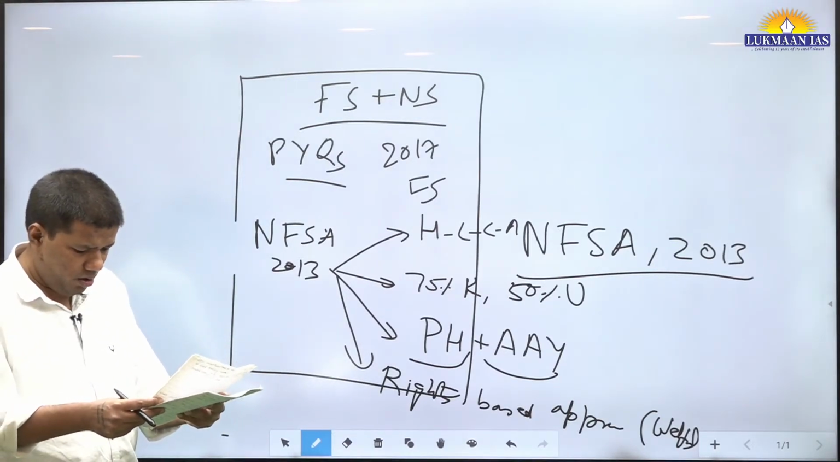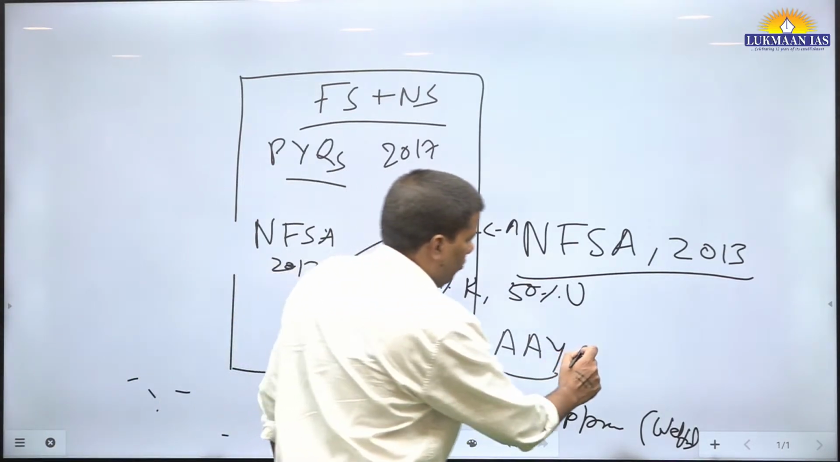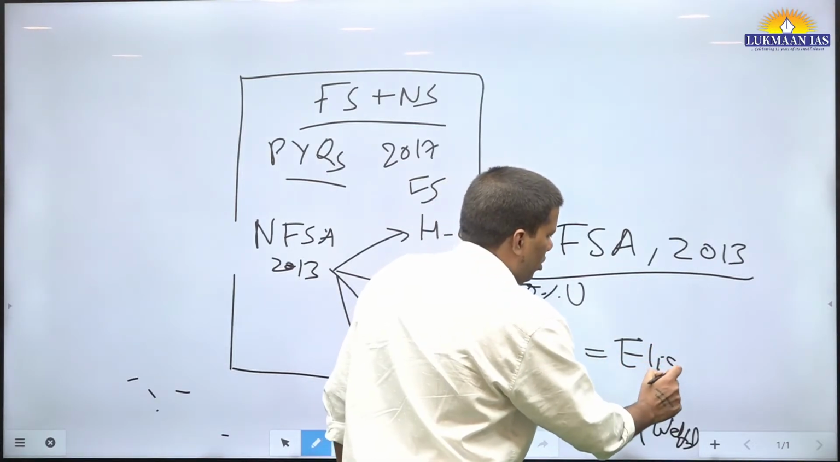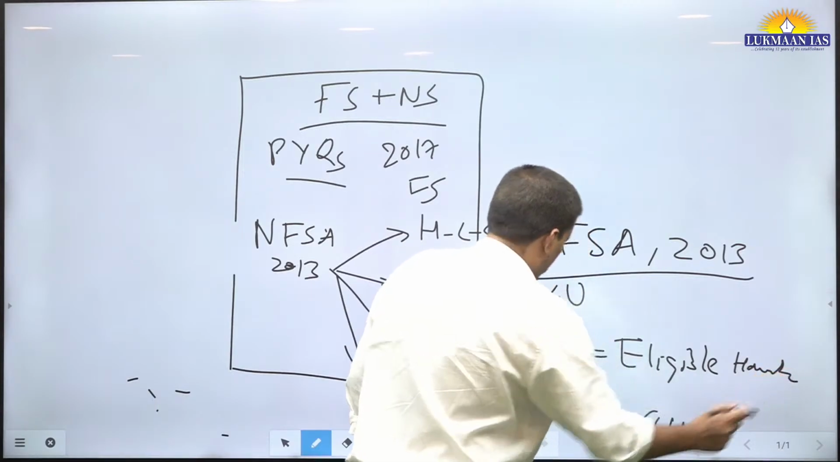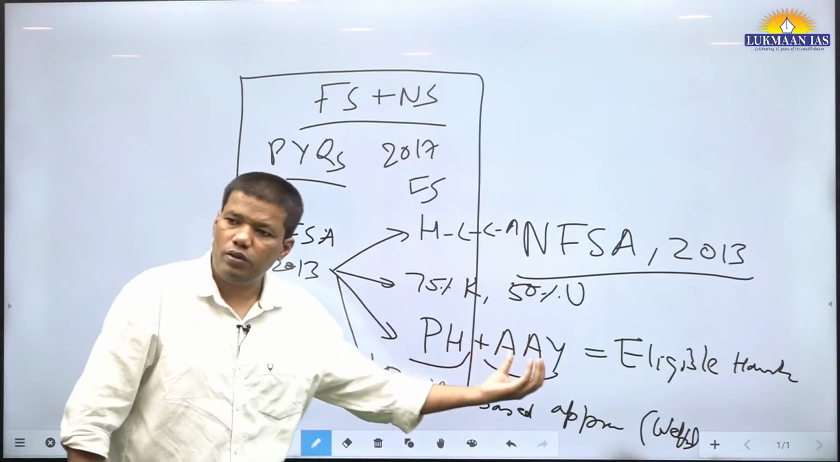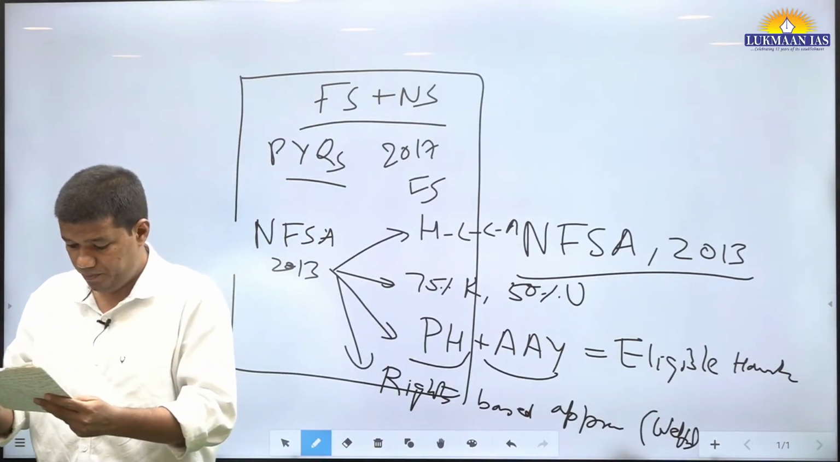Both of these households are called eligible households. Eligible households: priority household plus Antyodaya Yojana. Try to use this word somewhere. Fine.